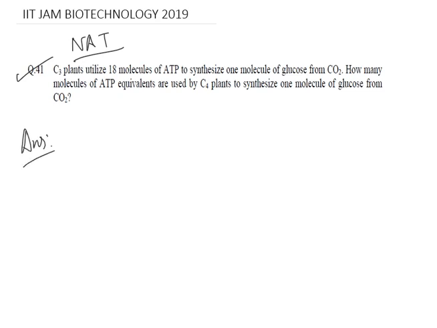C3 plants utilize 18 molecules of ATP to synthesize 1 molecule of glucose from CO2. How many molecules of ATP equivalent are used by C4 plants to synthesize 1 molecule of glucose from CO2?